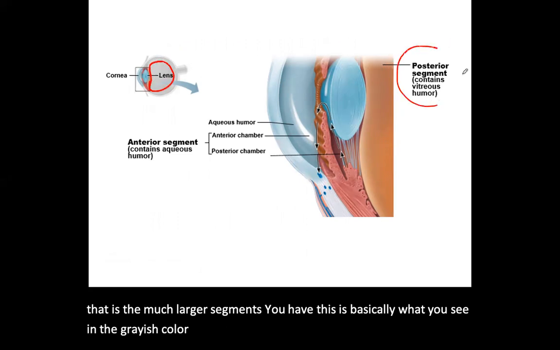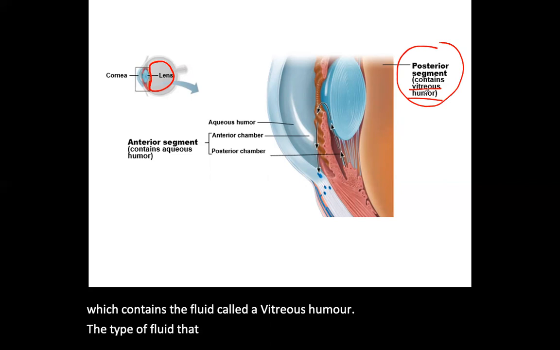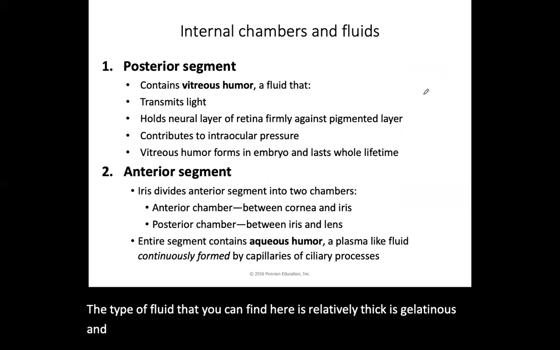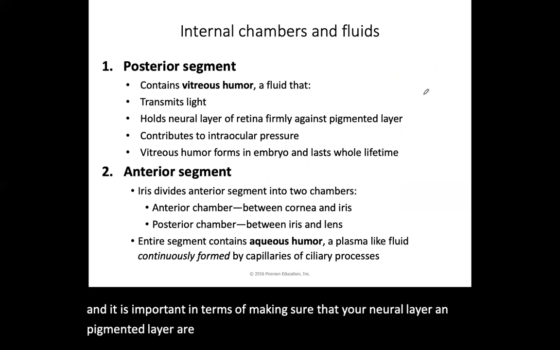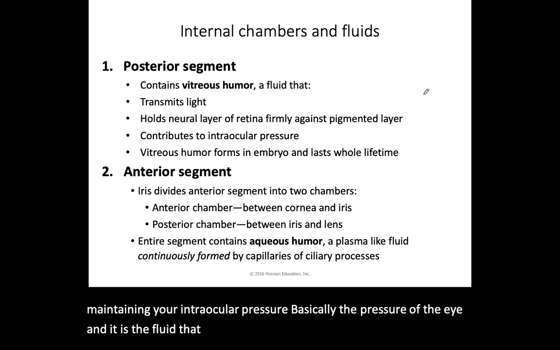This segment is referred to as the posterior segment, which contains a fluid called the vitreous humor. The fluid you can find here is relatively thick and gelatinous, and it is important for making sure that your neural layer and pigmented layer are tightly attached to each other. It also helps maintain your intraocular pressure, basically the pressure of the eye. It is the fluid that is present since embryonic development and lasts your whole lifetime.